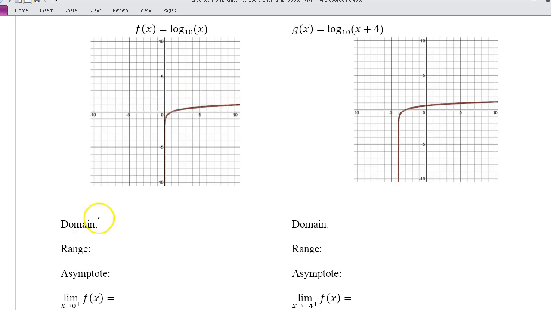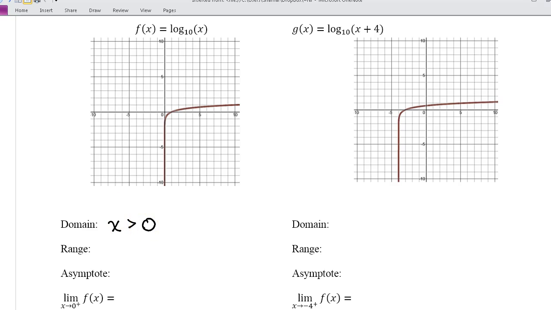So for our domain, and if you've learned a different way to write domain and range, feel free to do that. We're just going to write it this way. We're going to say x has to be greater than 0. Okay, so that's our domain, that's our x values, and we can see that our graph doesn't go past the y-axis. We're not using any values of x less than 0. So that's how we would write our domain.